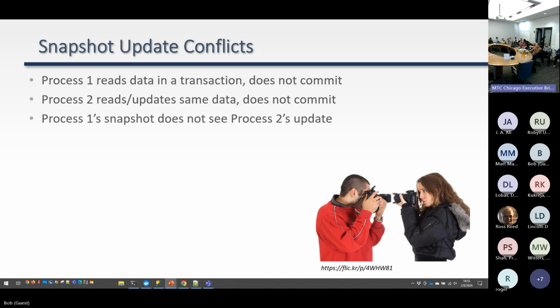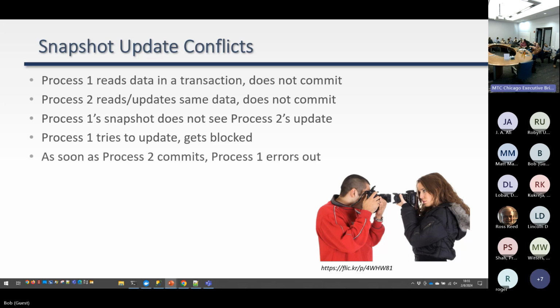Process one's snapshot that it's looking at, because it read first, never sees process two's update because it happened afterwards. And again, it's got a snapshot as of that point in time. If process one then tries to update that same data that process two updated, it's not going to succeed. It's going to get blocked by process two. And then as soon as process two commits, process one is going to get killed and actually error out. It's going to return error number 3960, and it's going to say there's a snapshot update conflict.